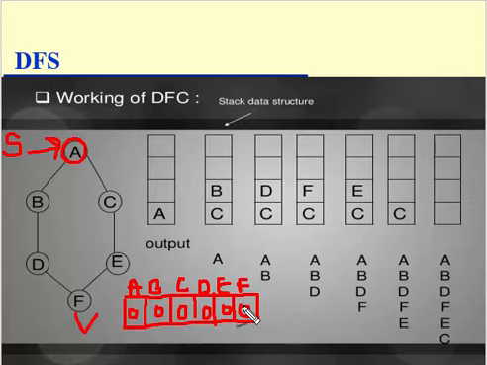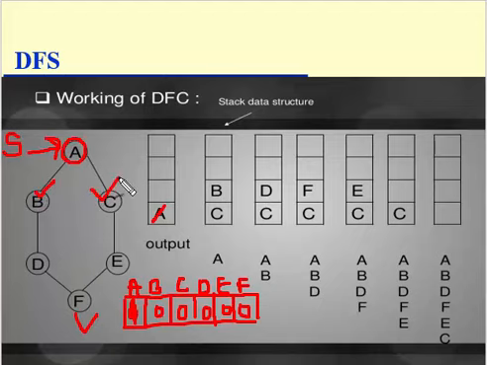What is the first step? You start from the source node and push it into the stack, so A would be pushed. Once you have pushed it, the visited of that would be set to 1. Now the next step is to pop A from the stack and print it. Then all the nodes connected to A: you have B and C.